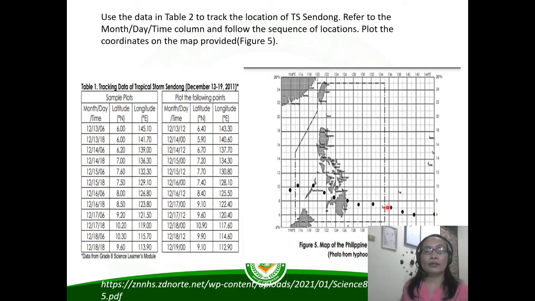Next is December 15. It was 7.20 degrees north of latitude and 134.30 degrees east of longitude. So, eto na siya. Okay? And by December 15 also, it moves at about 7.70 degrees north latitude and 130.80 degrees east of longitude. So, ito na siya. Okay. Itong point na yan. And then, we have December 16.